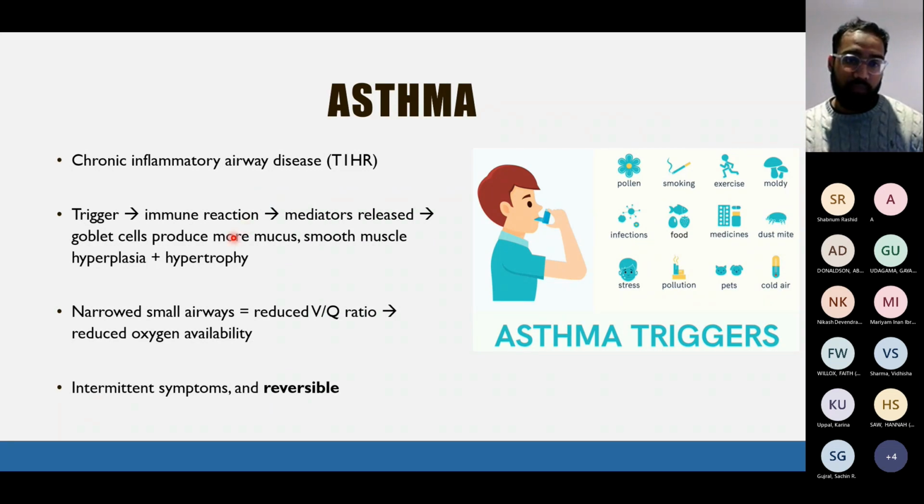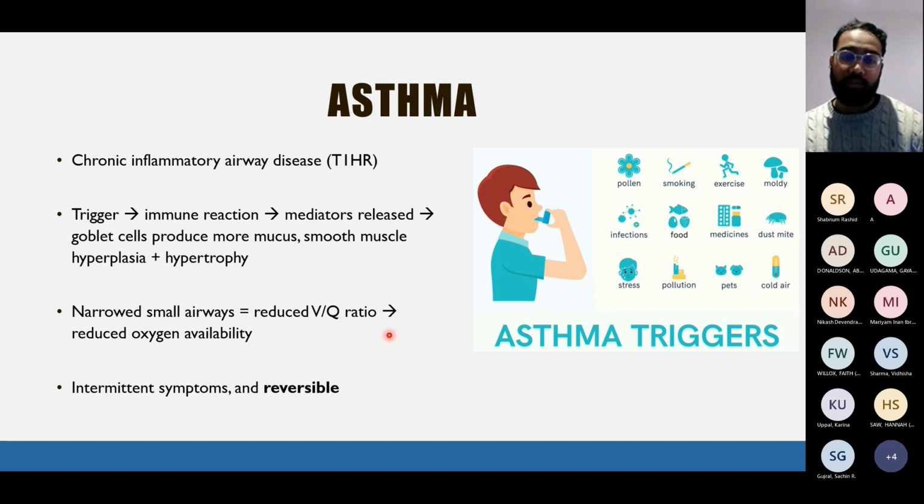And the main thing is you get the goblet cells producing more mucus, and then smooth muscle hypertrophy. Over time, you get smooth muscle hypertrophy, which only further serves to narrow those airways. The untreated prolonged asthma will just get worse and worse and worse because those airways are narrowing even more and more, restricting the amount of air that can come in.